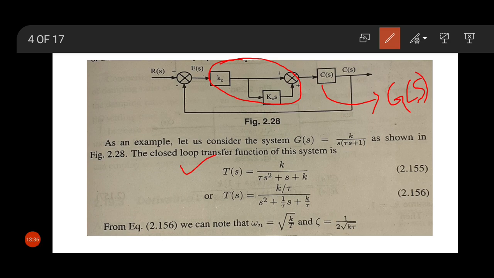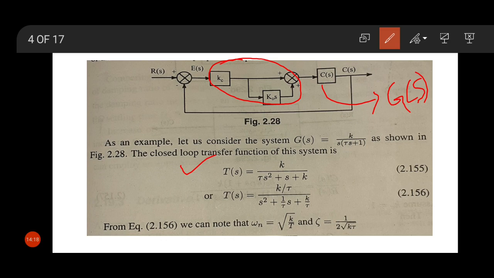Now if we divide this transfer function by tau, then our equation will be K by tau divided by s square plus 1 by tau into s plus K by tau. From this equation, that means equation number 2.156, we can write omega n, the natural frequency, equal to root under K by tau, and damping ratio zeta equal to 1 by 2 root under K tau.